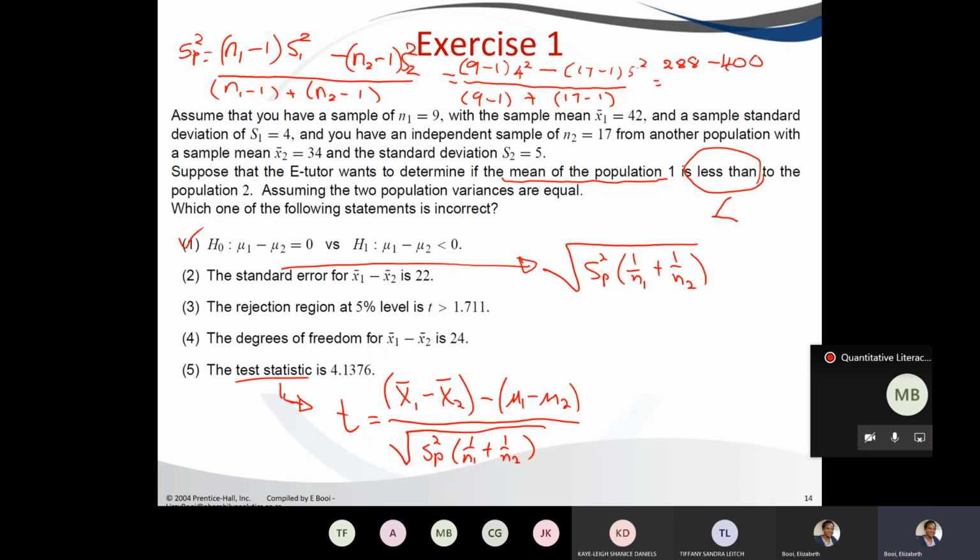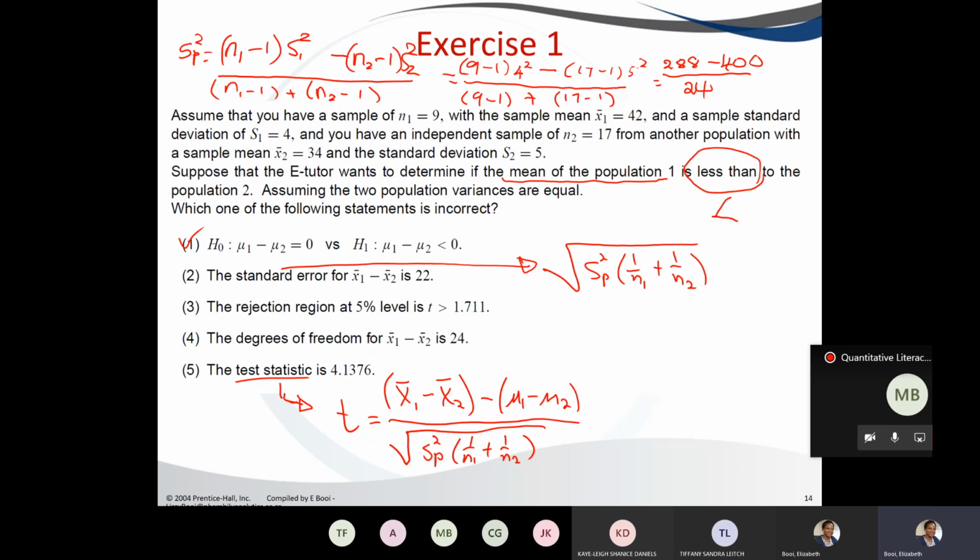Then the next, it says 9 minus 1. 9 minus 1 is 8 plus 16. So it will be 17 minus 1 is 16. So it's 8 plus 16 gives us 24. So this will be divided by 24.